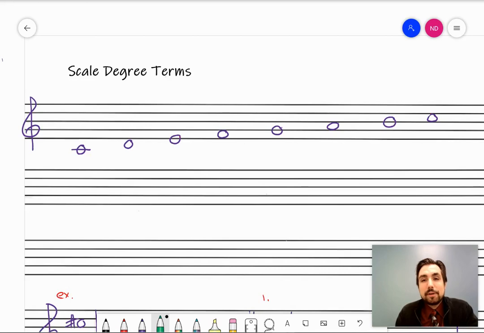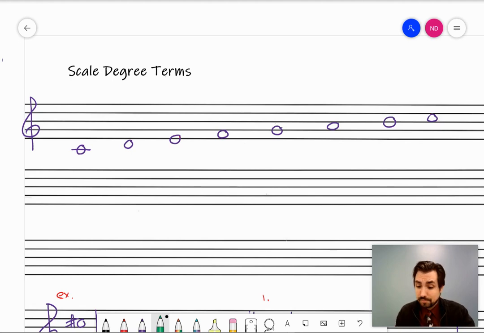Hi everyone, in this video we're going to be talking about scale degree terms. A scale degree term is, instead of expressing the note of a scale just with a number, second note of the scale, fifth note of the scale, etc., we have terms that we can use to correlate with each one of those numbers for when we're talking or writing about members of the scale, and eventually when we're talking about harmonies that are going to be built upon these members of the scale.